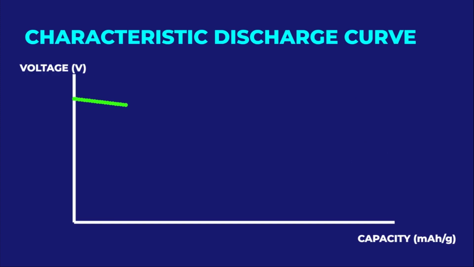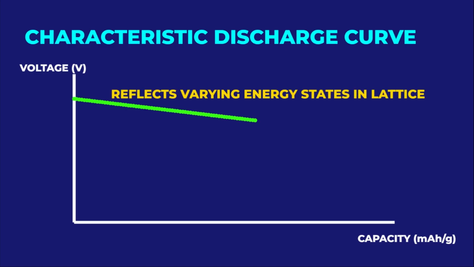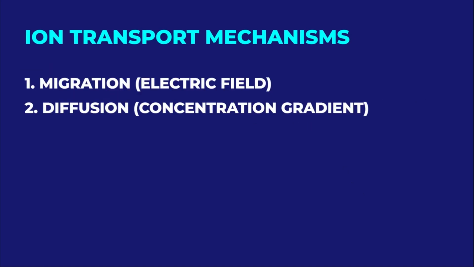The theoretical capacity of an electrode is calculated using Faraday's law, based on the number of moles of electrons transferred per gram of material. Actual voltage profiles during discharge reflect the varying energy states of the lithium ions as they occupy different sites within the host lattice. This produces the characteristic discharge curve seen in lithium-ion cells.